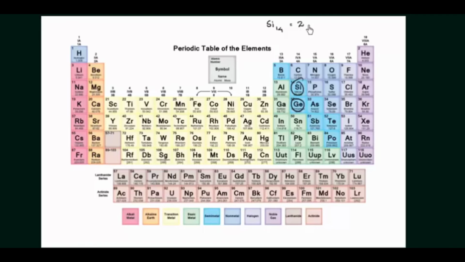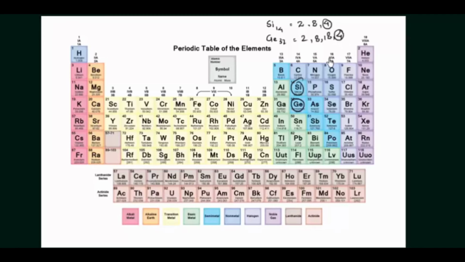So we have 2 electrons in the first orbit. Then we have 8 electrons, so 2 plus 8 is 10, and finally we have 4 electrons. So you can see 4 electrons are there in the outermost orbit, whereas in case of germanium we have 32 electrons. Let's have 2 electrons in the first orbit, then 8, then 18, and then 4.